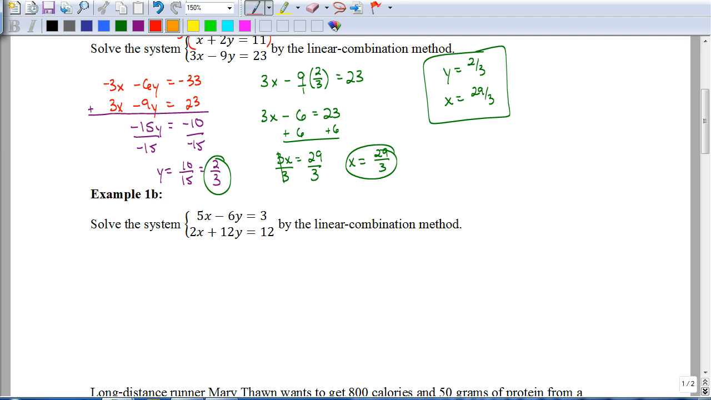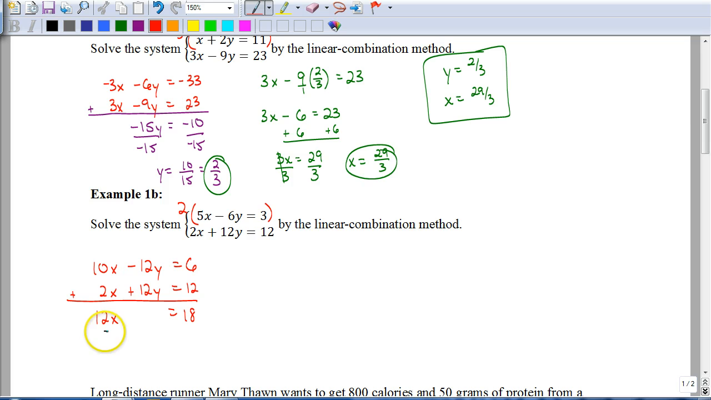Okay. So what you should have noticed is that in this one you want to get rid of the y's, because if I multiply the first equation by just a 2, I'd get -12y, and I already have a positive 12y below there, so they would cancel each other out. So it's going to be 10x minus 12y equals 6. Then below that, the other equation would be 2x plus 12y equals 12. So I'm going to add these together. 10x plus 2x should be 12x. -12y plus 12y would be 0. 6 plus 12 would be 18.